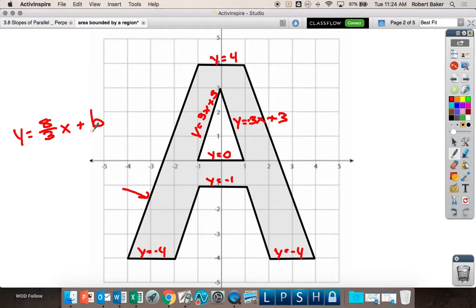So you have to plug in points to solve for the y-intercept. That's nasty, isn't it? No. So you have to pick a point. I recommend picking a point that you counted from. So the point (-4, -4).